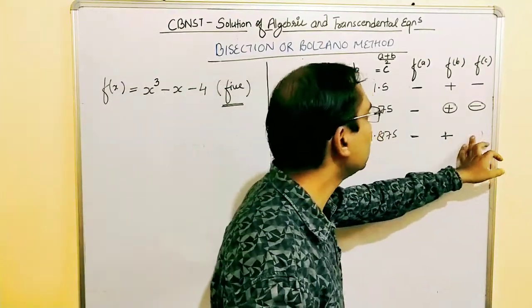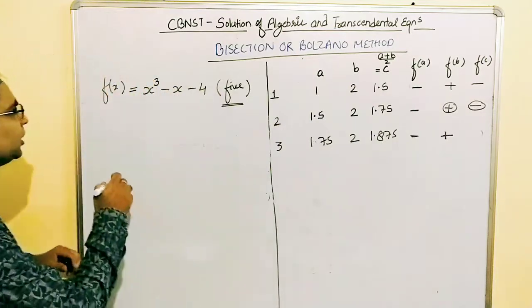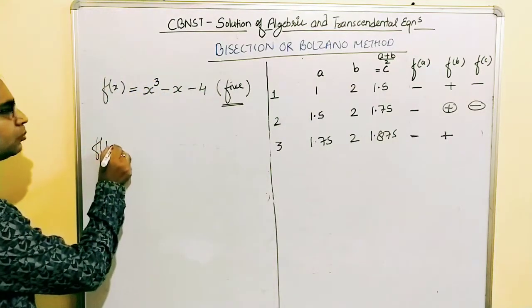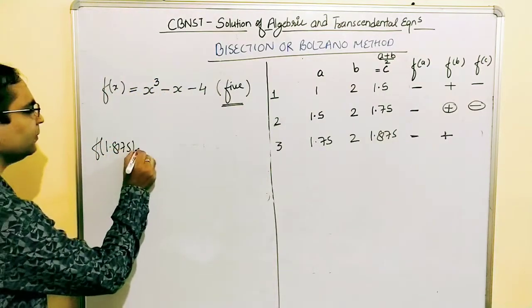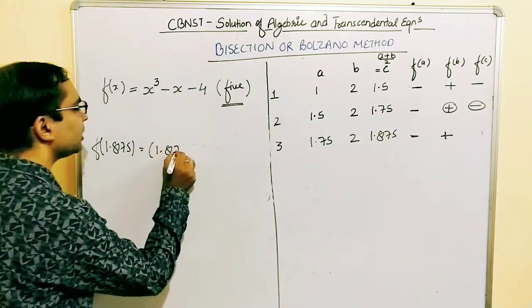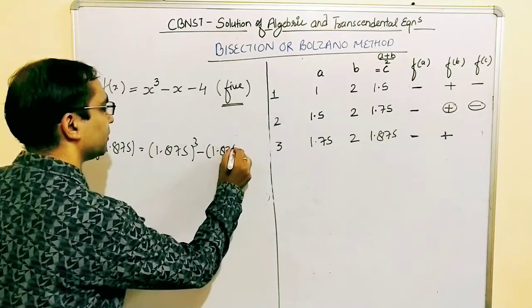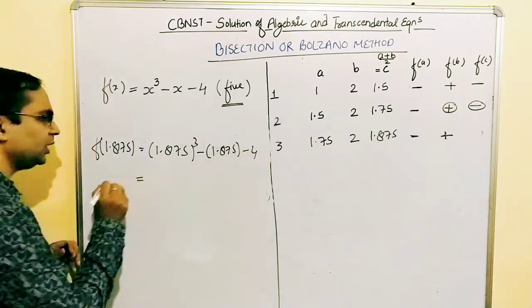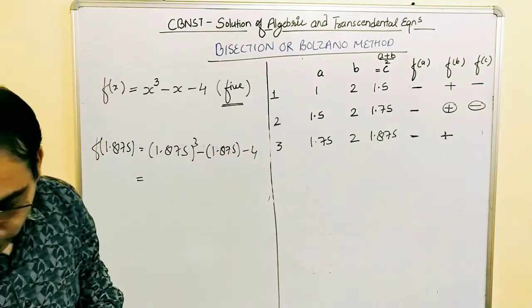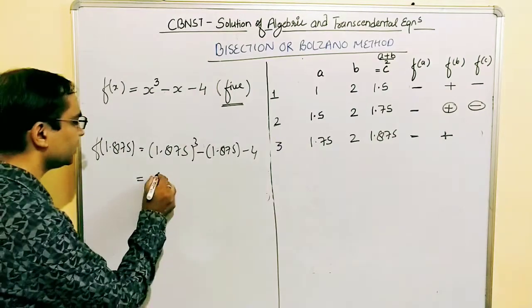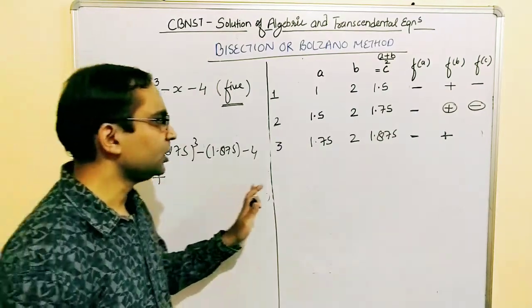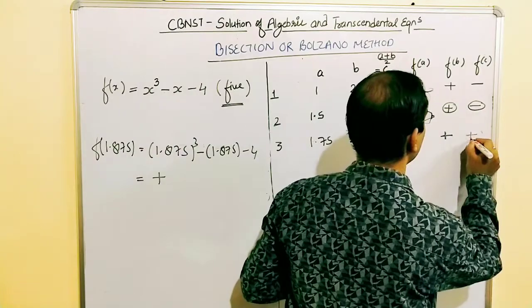Then we need to find f at C. So what will be f at C? That is f at 1.875, which is 1.875 cubed minus 1.875 minus 4. Let's see whether it is negative or positive. In this case this is positive. Now you see that this is a positive value.